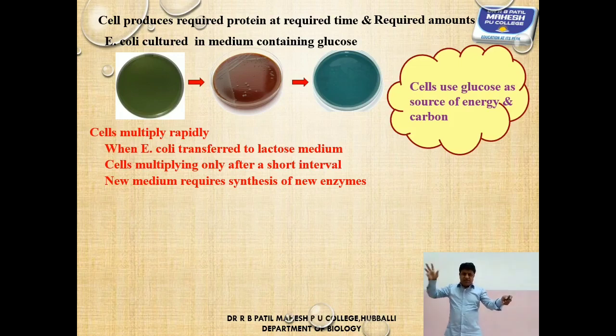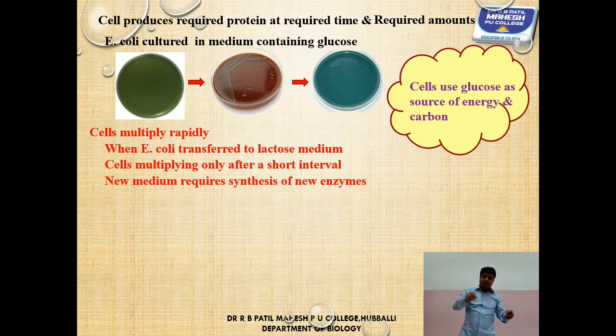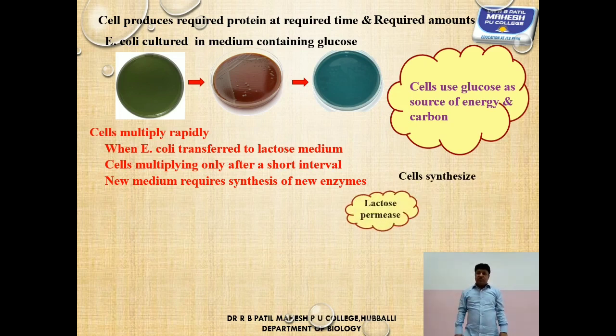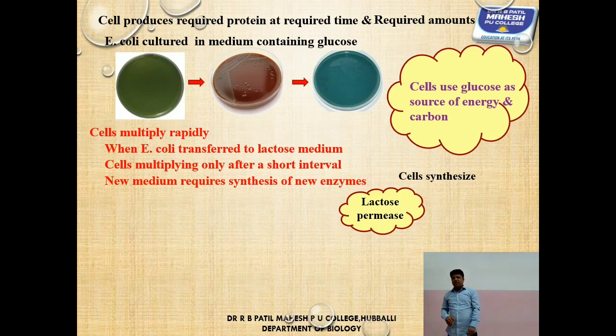So what will the cells or genes do? The genes will produce a lactase enzyme, and that lactase enzyme acts on lactose and converts it into glucose plus galactose. So cells will synthesize enzymes, and there are three different types of enzymes produced.